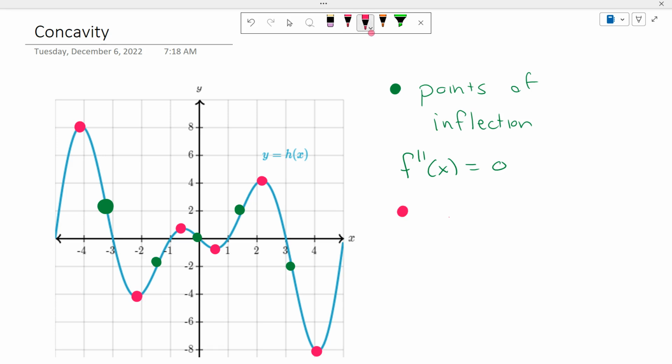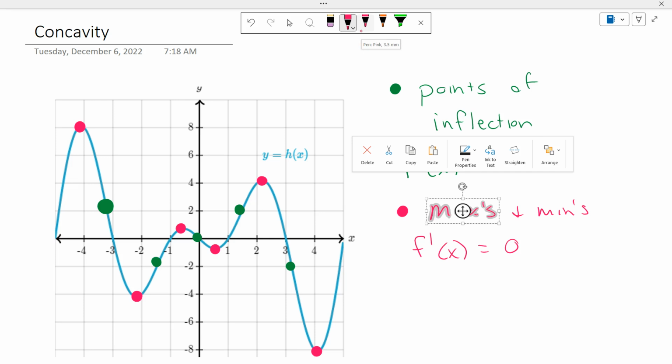So the pink points are maxes and mins, and that's where the first derivative of the function is equal to 0. So when you find where the first derivative is equal to 0, that's going to be a max or a min. Where you have the second derivative equal to 0, that's going to be a point of inflection where it changes concavity. Okay? So then you're going to test somewhere in between the points of inflection.